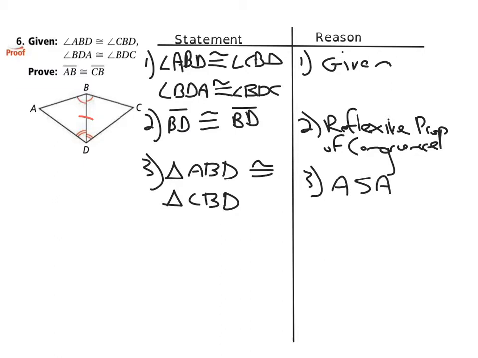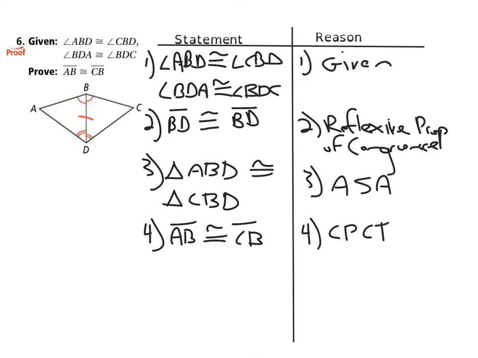Okay, now we're going to go one step further, and we're going to say that segment or side AB is congruent to segment or side CB. This is congruent to this. And how do we know? We know that because corresponding parts of congruent triangles are congruent.